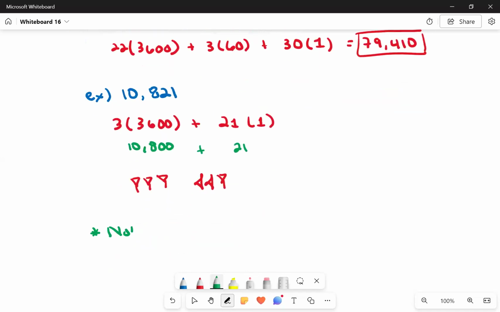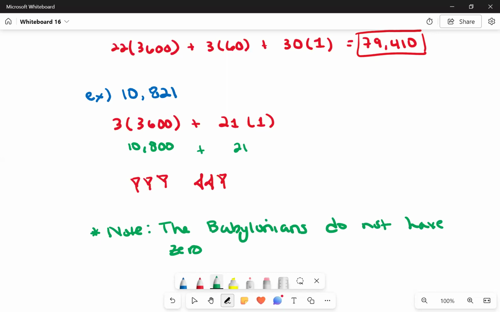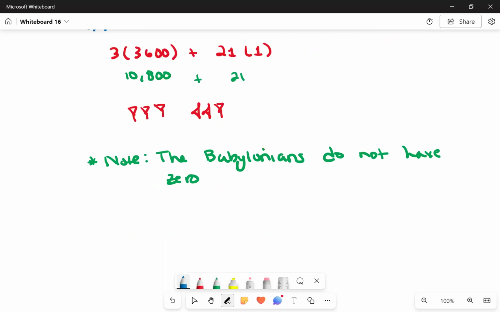So note, the Babylonians do not have a 0. And the reason that matters is a 0 is like a placeholder. It says to somebody that we're skipping a place value, and therefore that's why there's a 0 here. And that is kind of hard for the Babylonians. They didn't quite think that one through. Okay, but the next number system does think it through. The Mayans. The Mayans do have a 0. And the Mayan numeration is actually base 20.